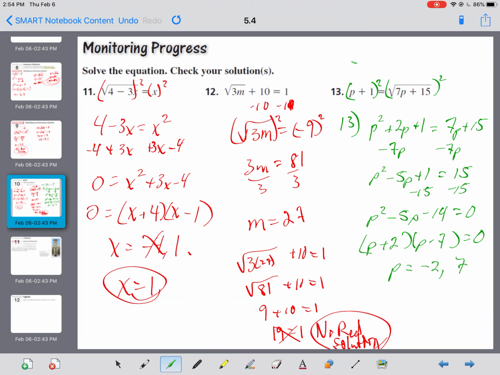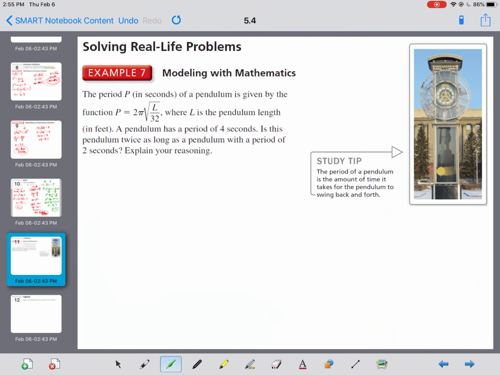And we should plug both back in. Negative 2 plus 1 is negative 1. And we're not going to get a negative out of that square, so I'm going to say negative 2 is out. 7 plus 1 is 8. 7 times 7 is 49. 49 plus 15 is 64. The square root of 64 is 8. That one checks out, so I'm going to say p equals 7 is our better answer. Okay?